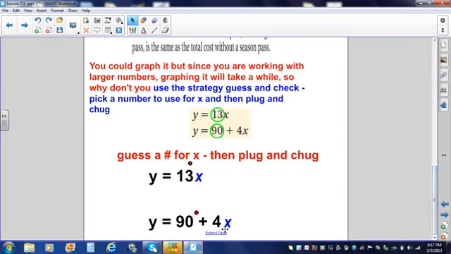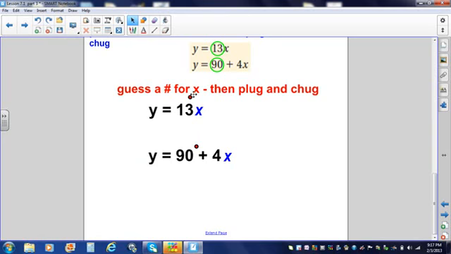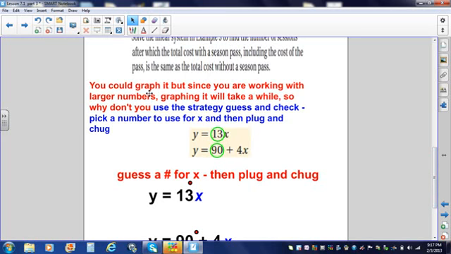And we are going to guess and check. Now, in the last podcast, we said that we could graph it. But look at your numbers. You're going to have a slope of 13 over 1. And right here, you're going to have a y-intercept of 90. That's not going to be easy to graph. It's going to take a long time. So why don't we use a different strategy, and let's guess and check.